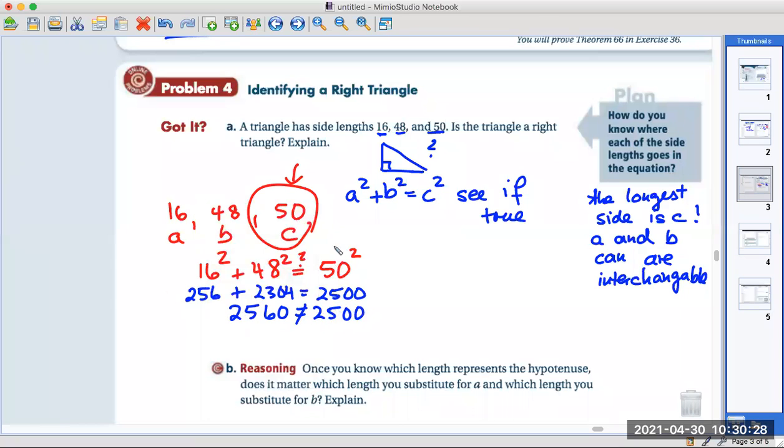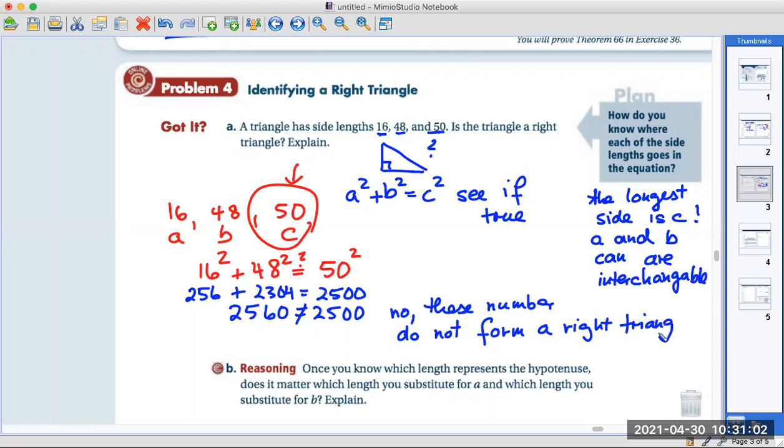Notice I keep the right side consistent, I use my 50 squared. I'm not adding this up, I'm trying to compare whether the two sides are equal or not. No, these numbers do not form a right triangle. We want both sides equal. So that's pretty much it for this lesson.